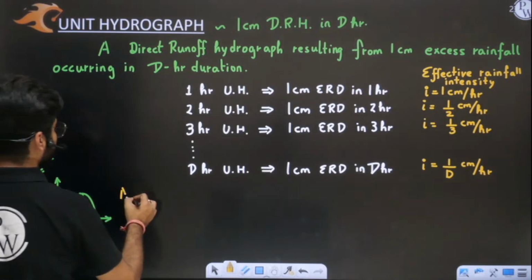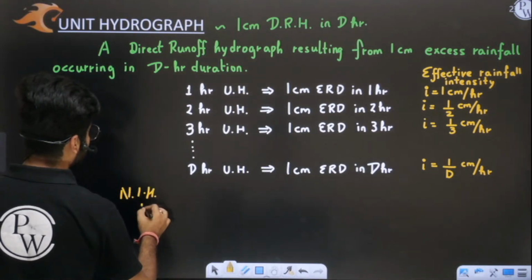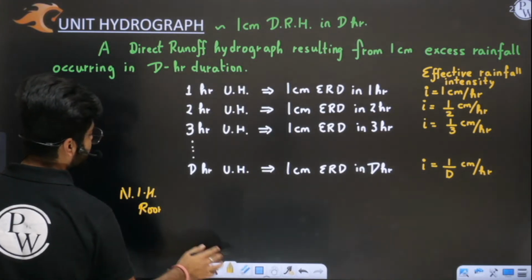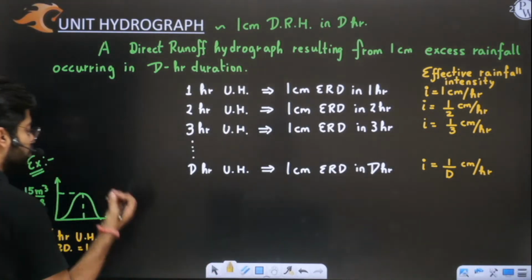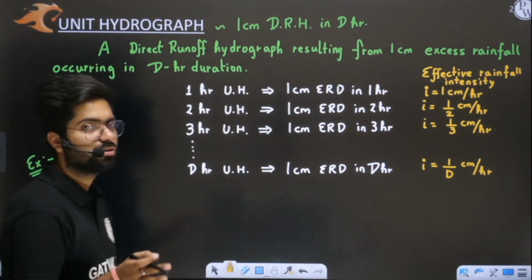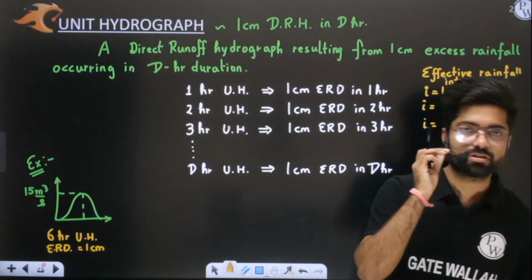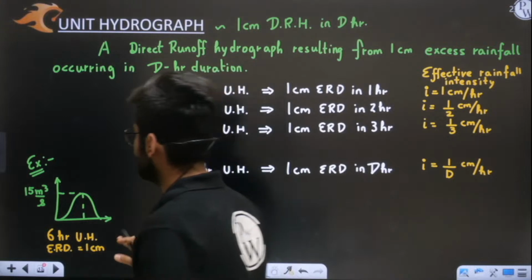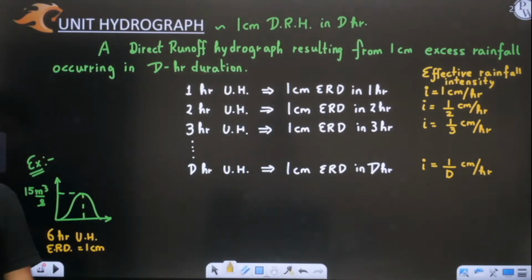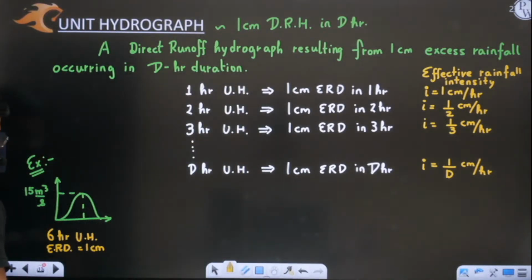Now this is my 6 hour unit hydrograph, which you can find at the National Institute of Hydrology in Roorkee. This is an institute where you will get the hydrographs of all the catchment areas in India. In India, you all know that every river has a catchment area, and all those catchment areas you will find in the institute. Now you need to understand one thing.